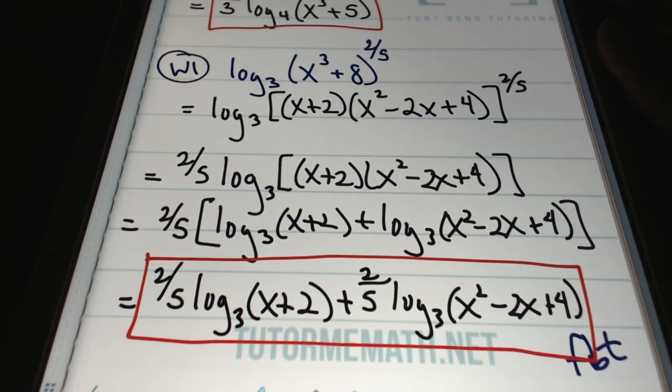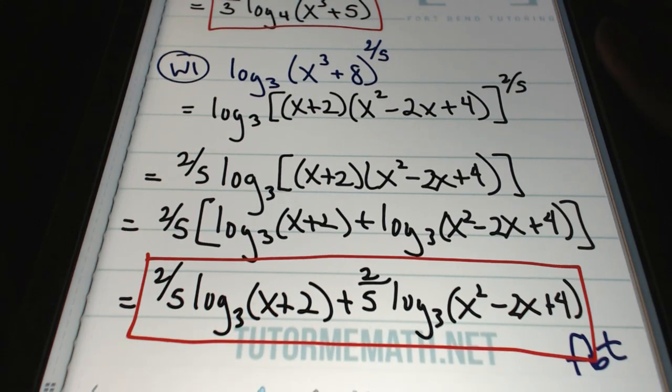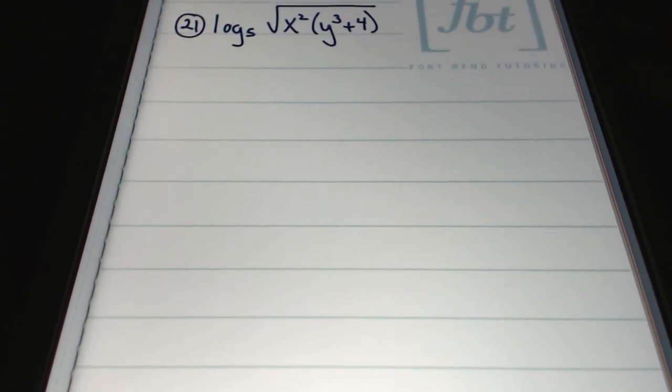Okay. So y'all tell me what y'all think about that WIT 1 problem. What you think about that problem? Was that decent? Let me know, guys. Let me know. All right. Here we go. We have problem number 21.